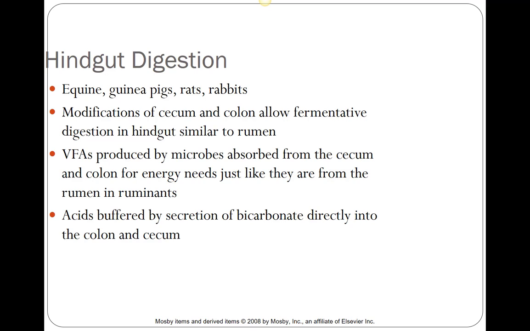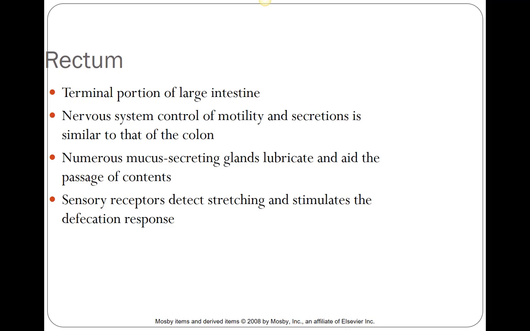And once again, their large intestine pH is not that different from what you're wanting to see within, say, a ruminant. Ideally is pH between 6 to 6.5. The rectum is the terminal portion of the large intestine where feces are stored.